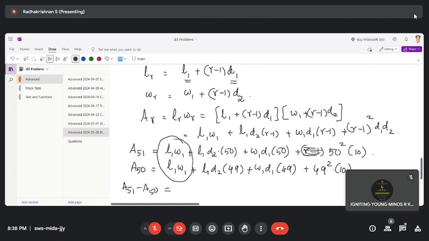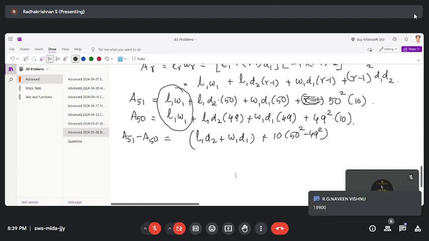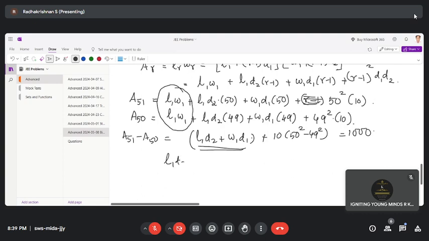That is the advantage. So what you get is simply L1 D2 plus W1 D1 into 50 times இங்க இருக்கு. அதுல 49 times இங்க எடுத்துறோம். So this is what will remain. Plus 10 into 50 square minus 49 square. And this is given as 1000. Therefore, you can get this value. L1 D2 plus W1 D1 equal to 1000 minus. So this is 10 into 50 square minus 49 square, which is 50 plus 49 into 50 minus 49. So 99 simply. 1000 minus 10 into 99.